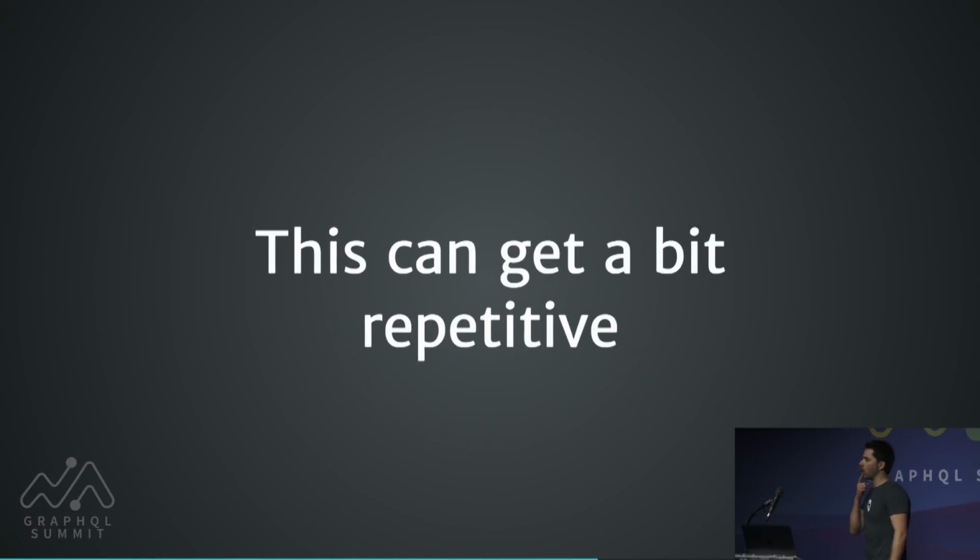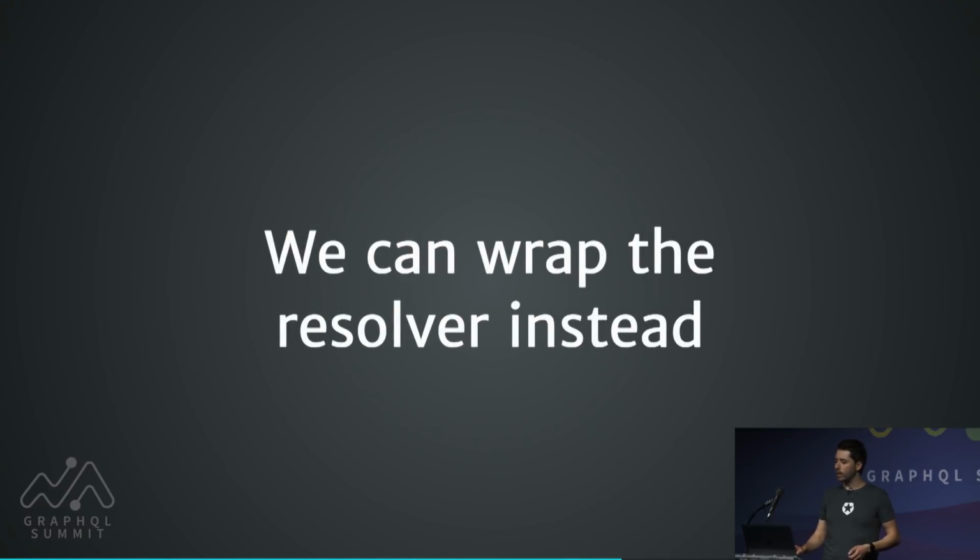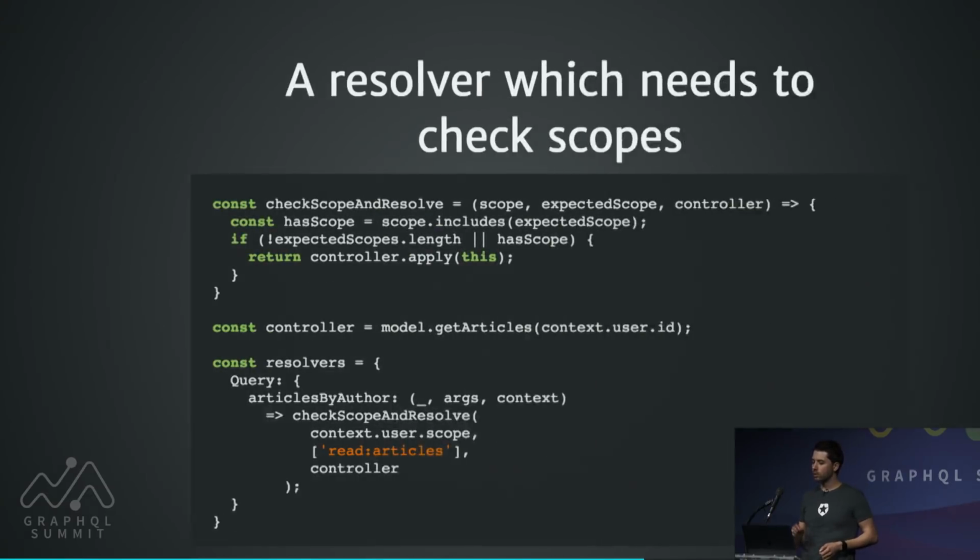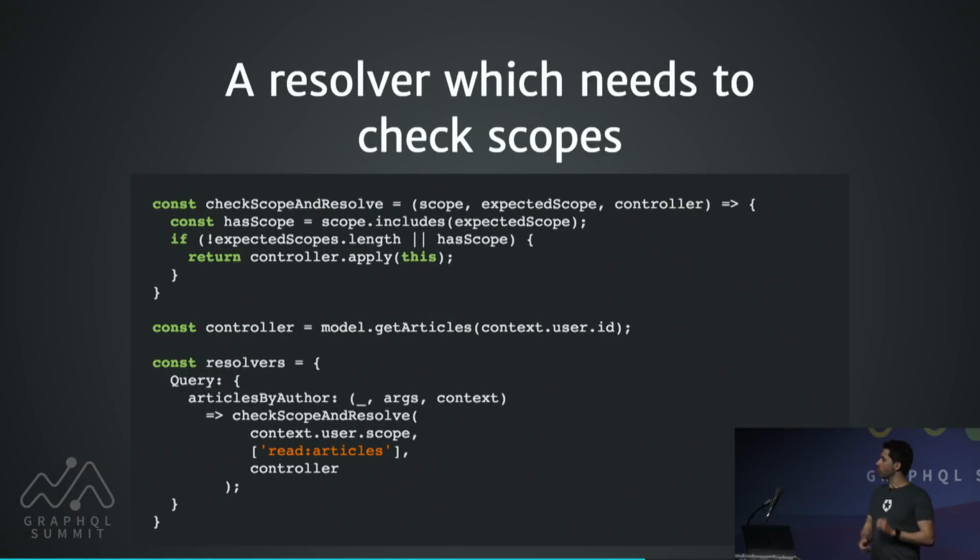So that's all happening in the resolver, and the problem, I guess, with it is it's going to get a bit repetitive eventually. If we're doing that for every single resolver, it's not going to scale that well. So instead, why don't we take a look at how we can wrap our resolvers. So here's a resolver with a scope check.